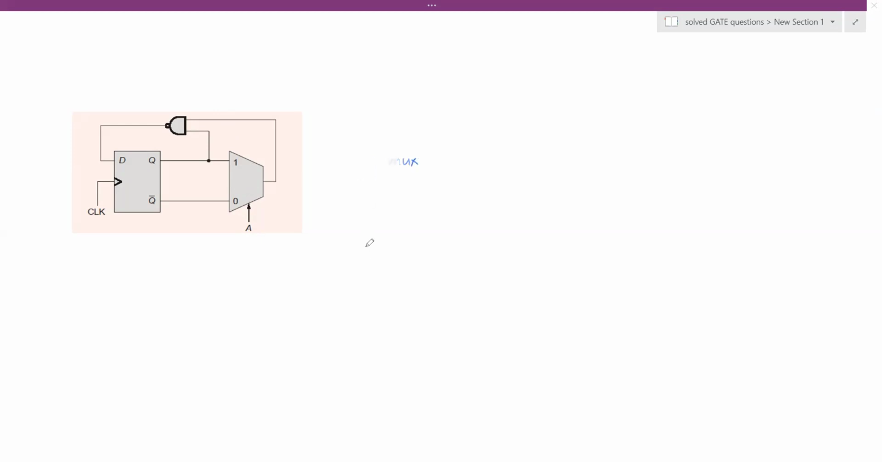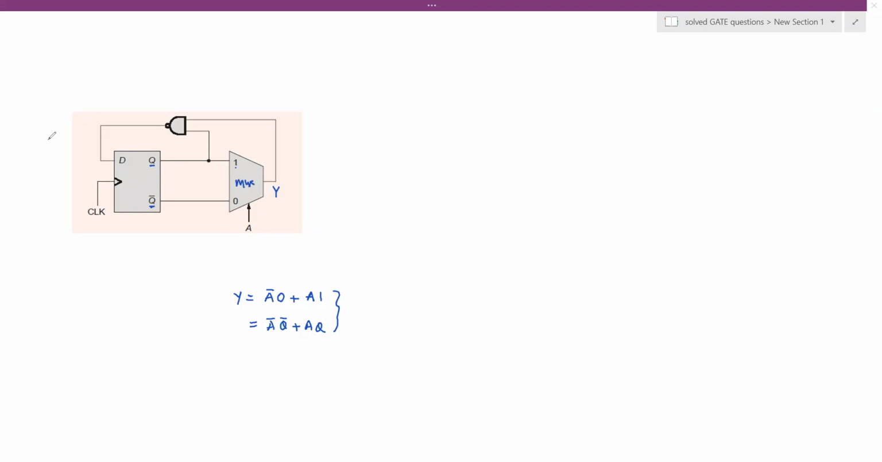Okay. And the logic function of this mux we need to write, for example, the output, let's say here it is y, so y can be written as a bar 0 or a 1, right? Or it can also be written as a bar q bar or a q. Because 0 is connected to the q bar and 1 is connected to the q. So this is the Boolean expression for this multiplexer. So let me write here mux.